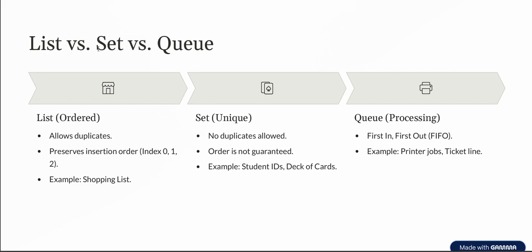Now moving to the set. Set is unique. It stores only unique values. No duplicates allowed. Order is not guaranteed. Examples are student IDs, a deck of cards. And the third one is the queue. Queue is for processing: first in, first out. Examples: printer jobs, online tickets.